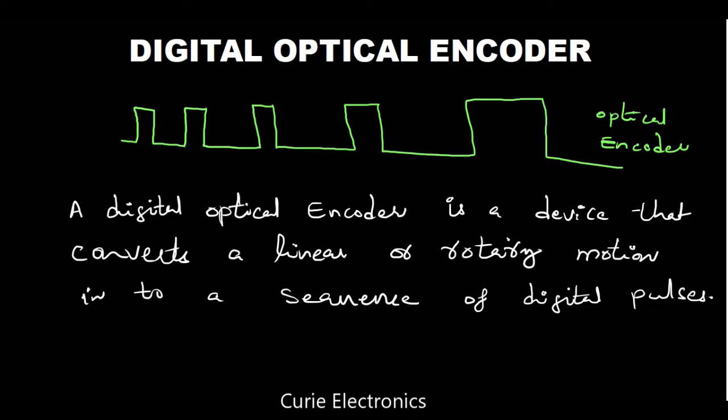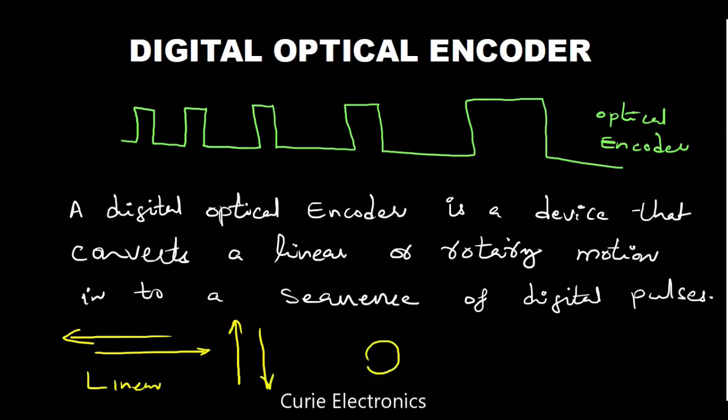What do you mean by that? See, linear motion means it is linear from left to right or right to left or vertical or horizontal, any kind of linear motion. It can be vertical, downward, in any angle also. But a rotary motion means we'll have a clockwise or anti-clockwise rotation. So when this rotation or linear motion happens, we will get a sequence of output digital pulses from an optical encoder.